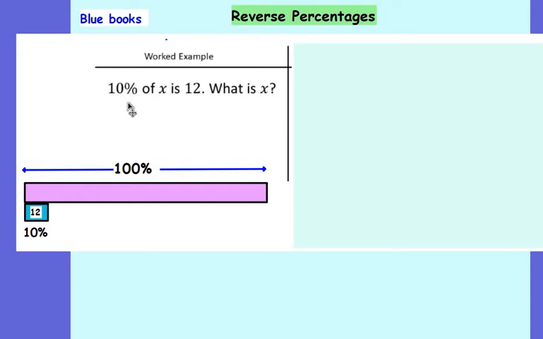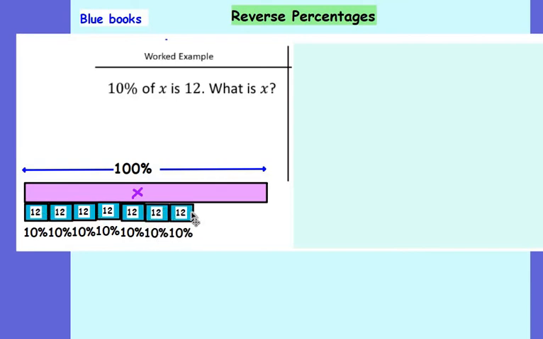So my example says 10% of a number X, 10% of something is 12. What is X? So I've drawn a bar model. I'm trying to find out what 100% of X is, what my original number is. So this is X. I want to work out what that is. I've been given 10%. I know I'm going to need 10 lots of this 10% to give me 100%.